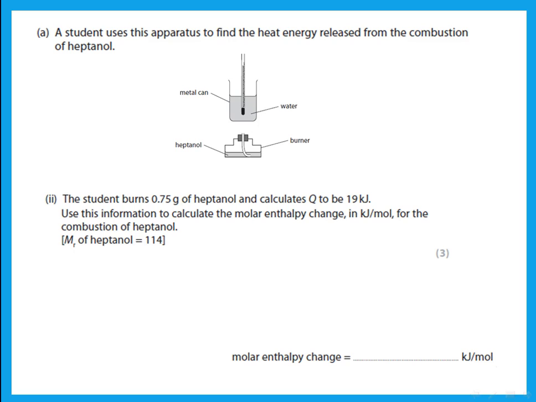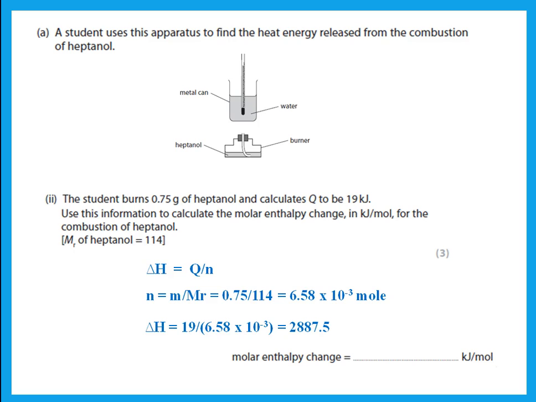Okay, so he gives me Q and he says I have 0.75 grams of heptanol. That means I need to calculate the number of moles first. Number of moles in this case would be mass over molecular mass. So I get the number of moles. Then the delta H would be the Q that he gives me over the number of moles.